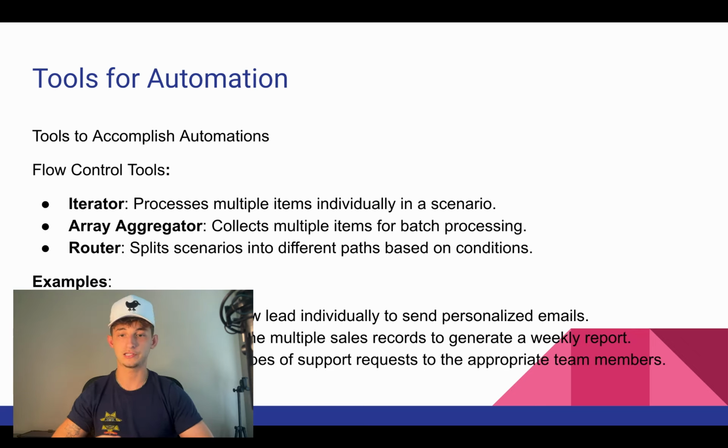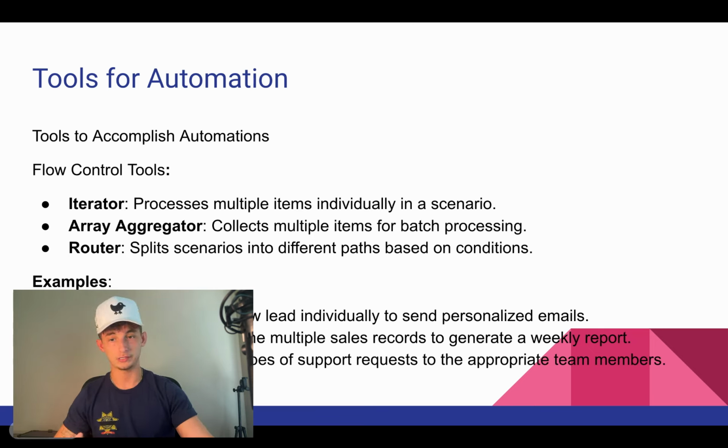So for an iterator, let's say you want to process each new lead individually to send personalized emails. This is what you use an iterator for. An array aggregator, this is just combining multiple sales records to generate a weekly report. And the router, this is where you're going to route different types of support requests to appropriate team members. So look at it as being different paths.